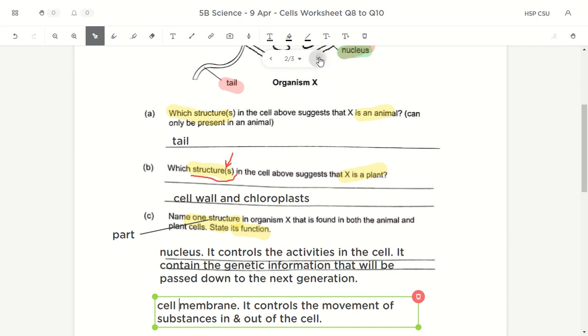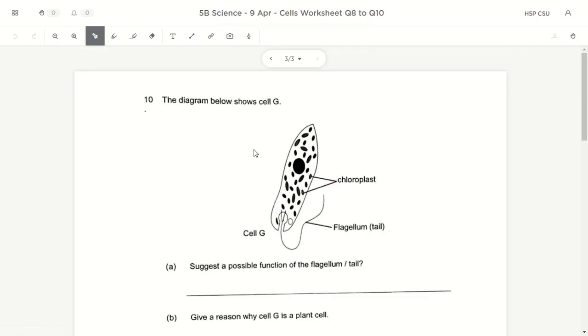Now I go on to question 10. Right, so we have cell G. Again, you have a tail. Another word for tail is flagellum. You don't have to know this, you just need to know tail will be good. And then we see chloroplast also. So the question here is, what is the function of the tail? You need to think about what a tail is for. Why does the cell need a tail? Probably it is for it to move. Okay, function of a tail is to move.